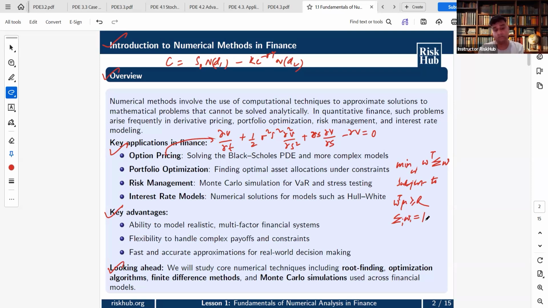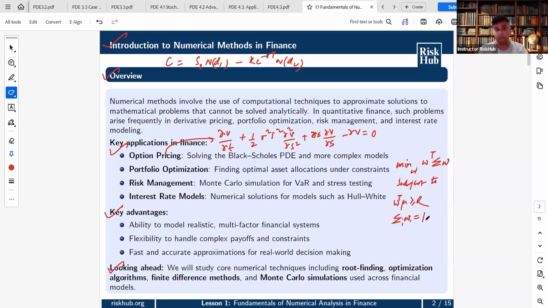Risk management, again, uses numerical methods heavily. For example, Monte Carlo simulation is used for VaR, value at risk, which asks what is the maximum expected loss over a given horizon at a confidence level. So that is what we are also trying to find out. Monte Carlo generates thousands or millions of possible future market scenarios and calculates your portfolio losses in each scenario.